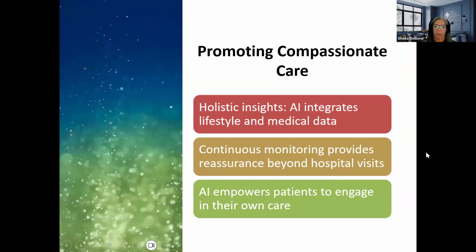Helping to promote compassionate care, again, it integrates the lifestyle data and information from a patient, from their cultural background, their religious preferences, dietary restrictions, things like that. And it is able to not only take all of that information, but take their medical information and put it all together and provide a more holistic insight so that we really are taking care of the whole patient and not just a disease process in that moment.